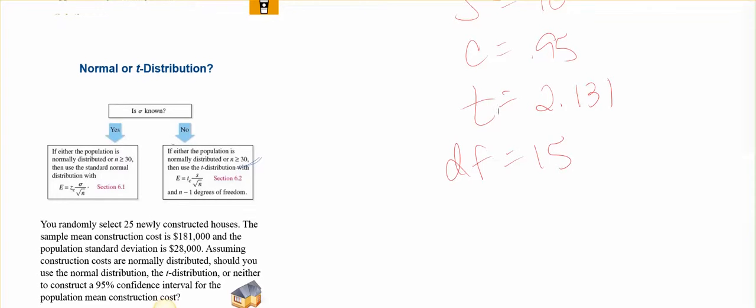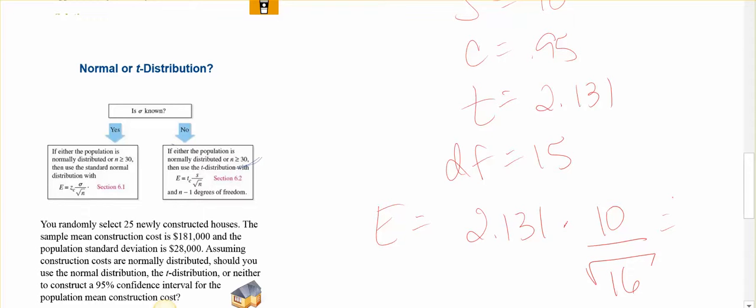You still need to create the error, which is the critical value, times the standard deviation, divide by the square root of n, and then you're going to add and subtract your error to your sample mean. So if I've done my number crunching correctly, my error is 5.33.